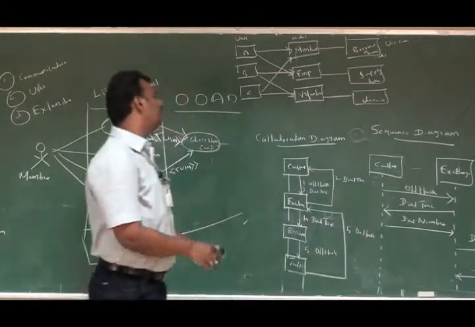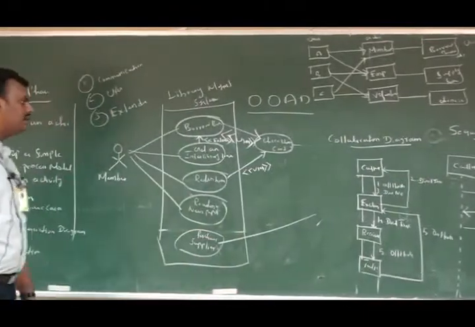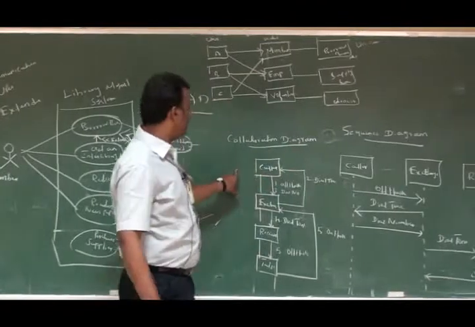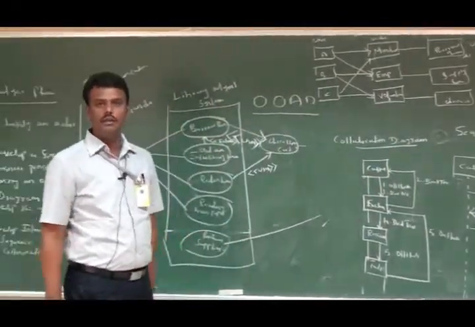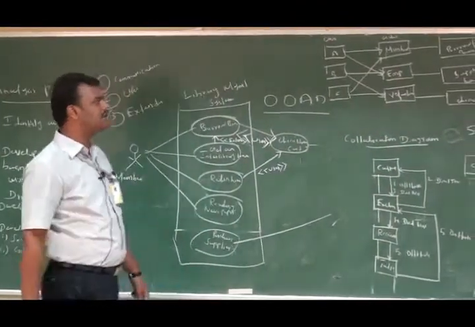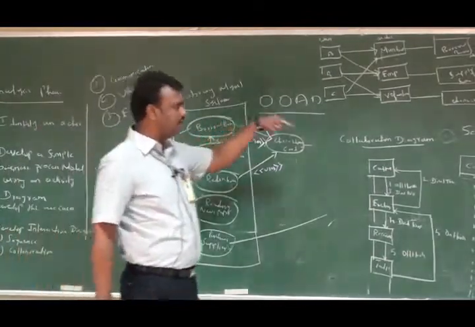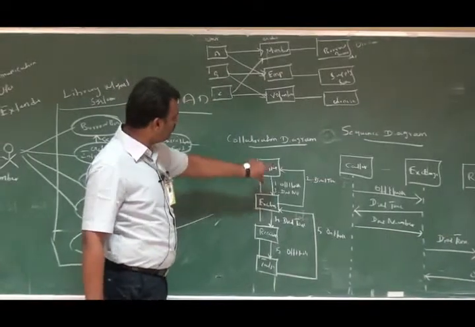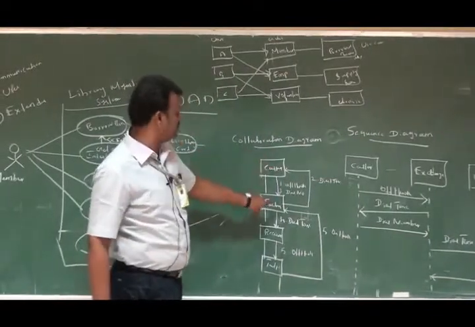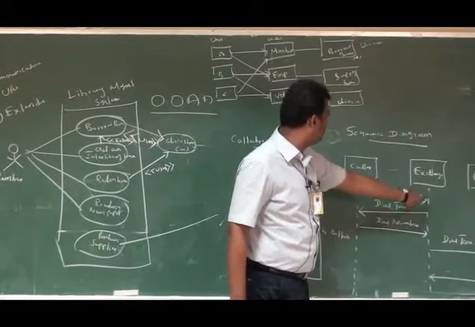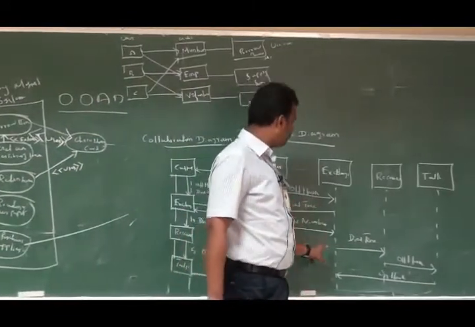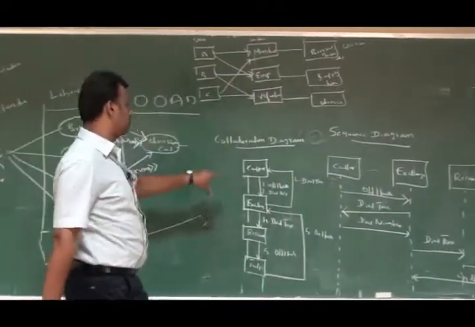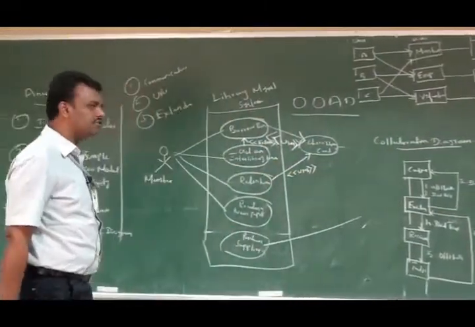What is the difference between the sequence and collaboration diagram? In the sequence diagram, the sequences are indicated by arrows, but in the collaboration diagram, the sequences are indicated by numbering the messages. The sequence diagram is the sequence of activities that an object goes through during its life, but the collaboration diagram shows what activities are going on between particular objects. For example, from caller to exchange and exchange to caller, and from exchange to receiver and receiver to exchange. Those between two particular objects are called the collaboration diagram.